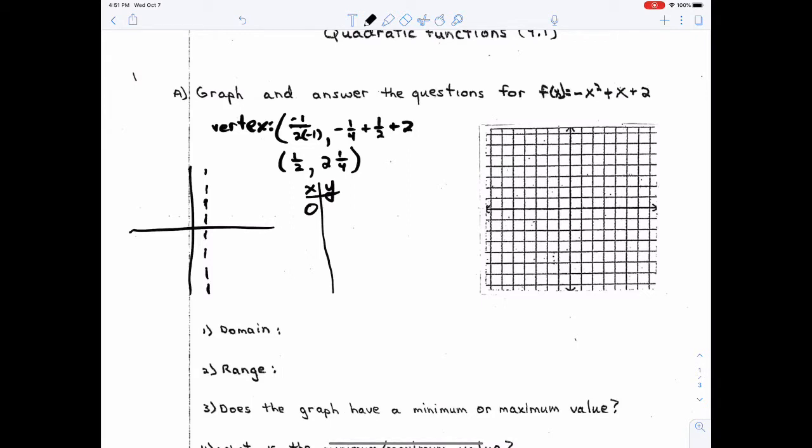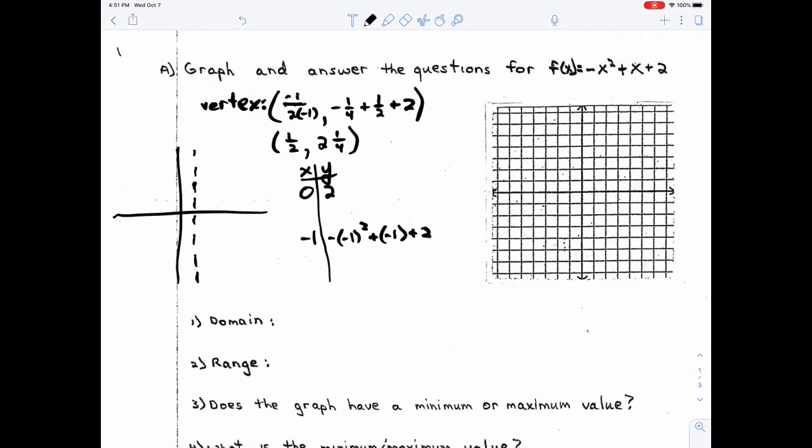And then what's the nearest integer after 0? That would be -1. Let's plug 0 into the equation. If you plug in 0, hopefully it's obvious that the answer is 2. If you plug in -1, you get negative -1 squared plus -1 plus 2. You square the -1, giving you 1, make it negative, that's -1. Plus -1 plus 2 gives you 0.